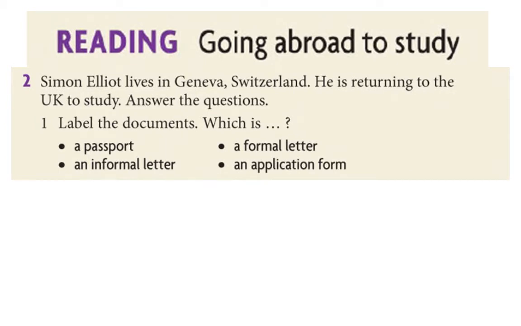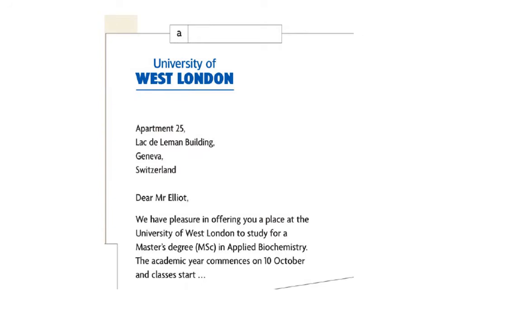1. Label the documents, which are a passport, an informal letter, a formal letter, an application form. So we have 4 documents, and it is needed to label which one of them is a passport, which is the formal letter, which is the informal letter, and which is the application form. This is the first one, A. Let us have a look and read the contents to decide which type of document it is.